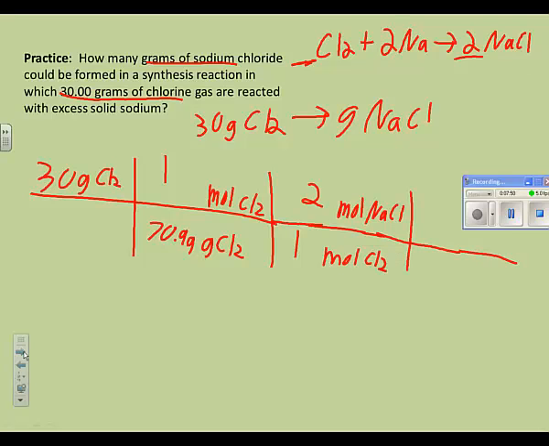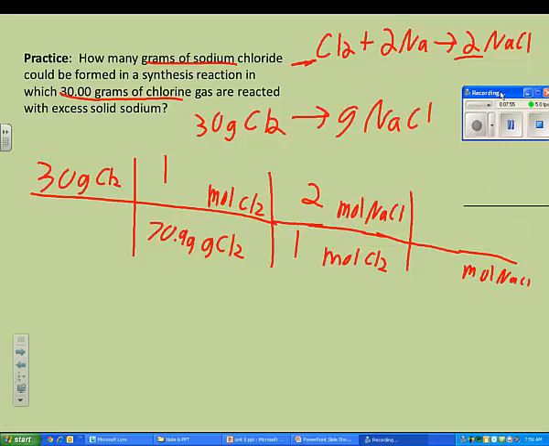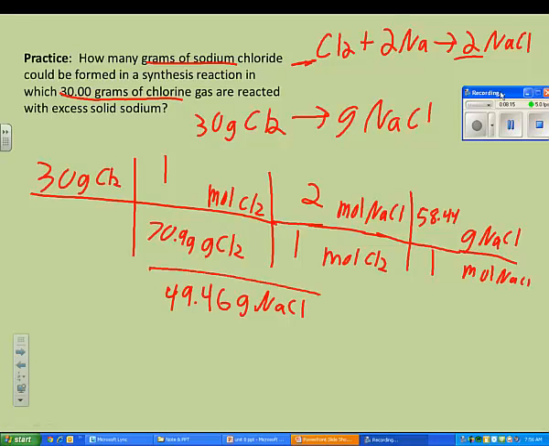Then we convert away from moles, so moles of sodium chloride, and we're converting to grams of sodium chloride. So 1 mole of sodium chloride equals 58.44 grams of sodium chloride. Do that math, and you get 49.46 grams of NaCl. Once again, make sure you're putting these in your calculator correctly. Don't just take my word for it.